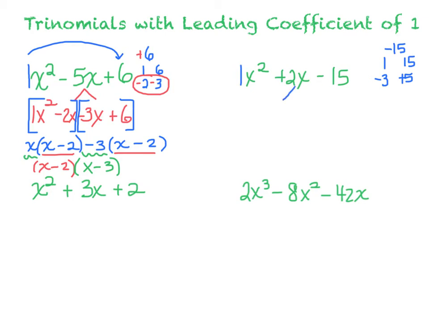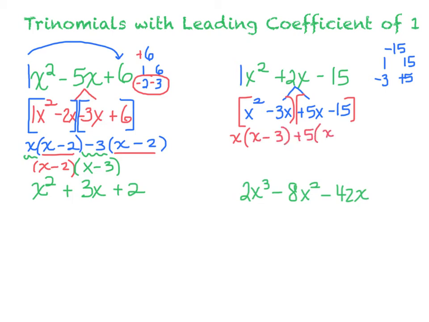So I'm going to split this middle term into negative 3x plus 5x. Then just bring down the x squared. I'm going to group here and here. This has a common factor of x, leaving me x minus 3. This has a common factor of 5, leaving me x minus 3. These match. That's my first factor. And this stuff that's left is my second factor.